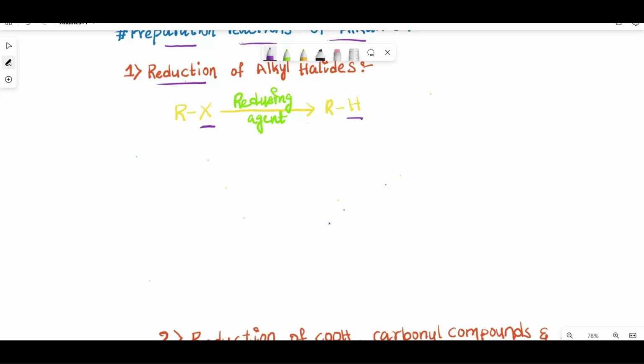Let's see some important reducing agents which are used mostly in organic chemistry. Commonly used reducing agents. If you remember these reducing agents, it's enough for organic. Mostly we will use these reducing agents only. So let's see one by one.